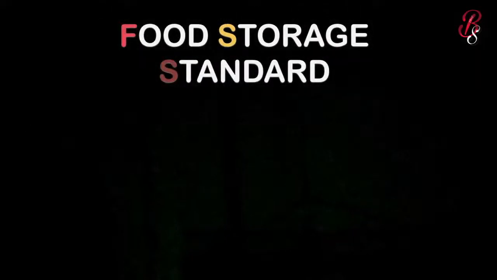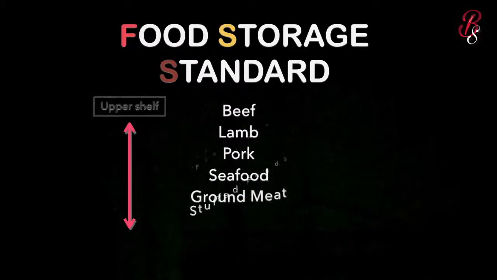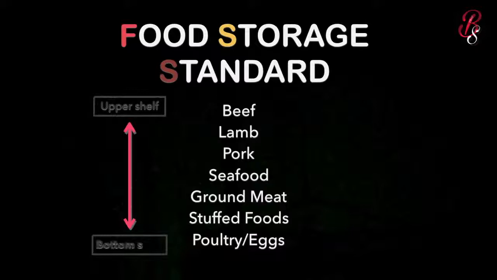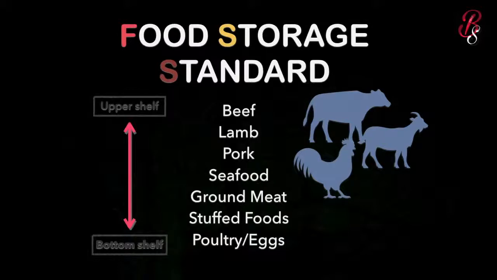Let's start with the point. Here we go. The first point is food storage standard. Let's see what the food storage standard is all about, and what things go to the upper shelf and what goes to the bottom shelf. You can see on the top shelf, we're going to keep the beef, lamb, pork, seafood, ground meat, then stuffed food. Then we have poultry and eggs. So what is shown here is which things go to the upper shelf and which go to the bottom shelf.